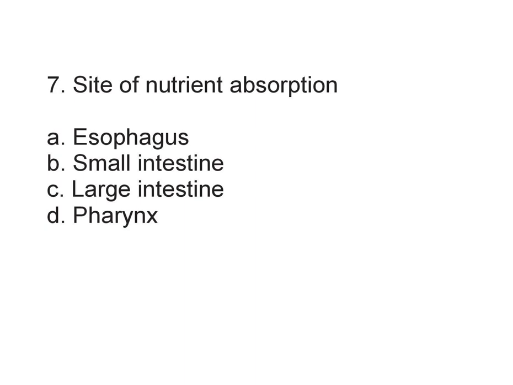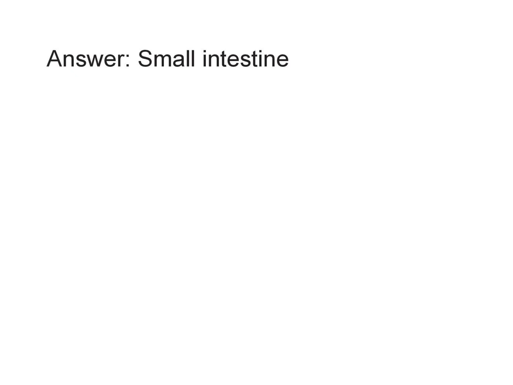Number 7. Site of nutrient absorption. A. Esophagus, B. Small intestine, C. Large intestine, or D. Pharynx. The answer is small intestine.